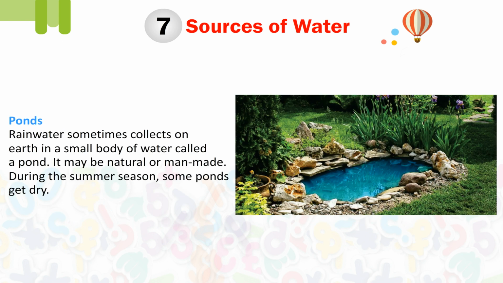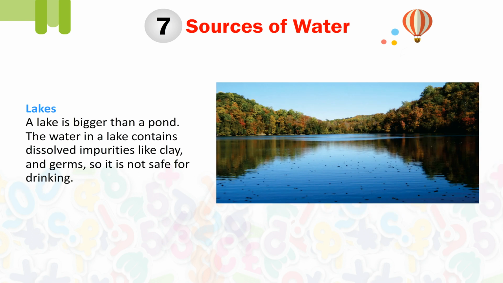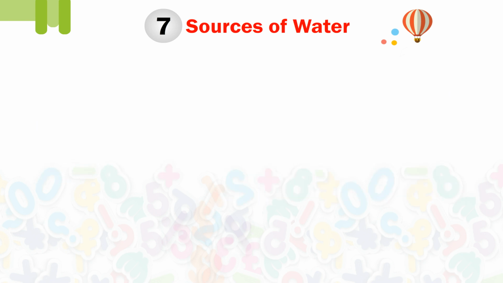Ponds. Rainwater sometimes collects on earth in a small body of water called a pond. It may be natural or man-made. During the summer season, some ponds get dry. Lakes. A lake is bigger than a pond. The water in a lake contains dissolved impurities like clay and germs, so it is not safe for drinking.